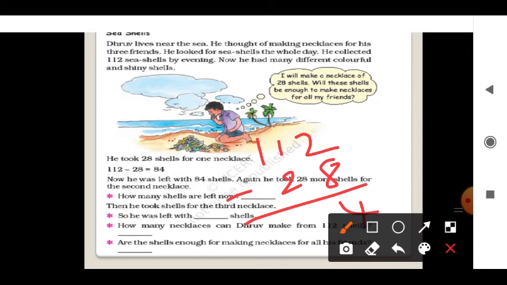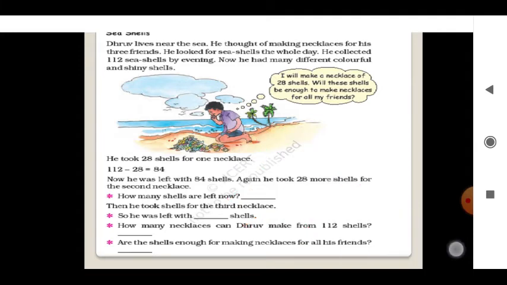See here, if you take borrow, it will be 0. So 0 means again you have to take borrow. So 10, 10 minus 2 is 8. So it is 84. Now he was left with 84 shells.